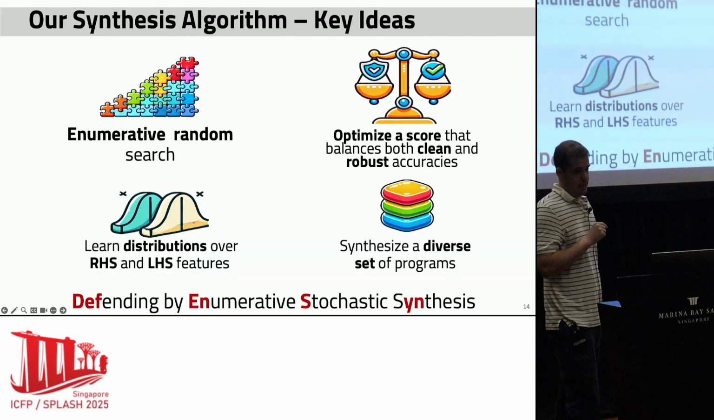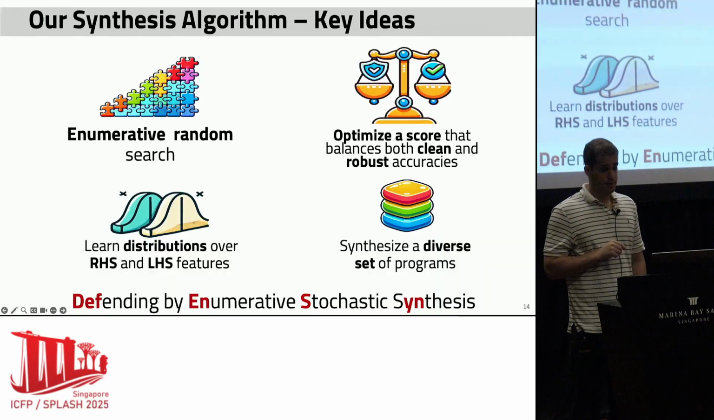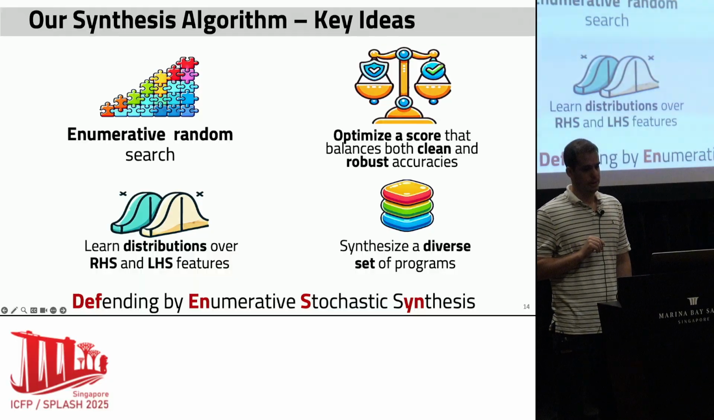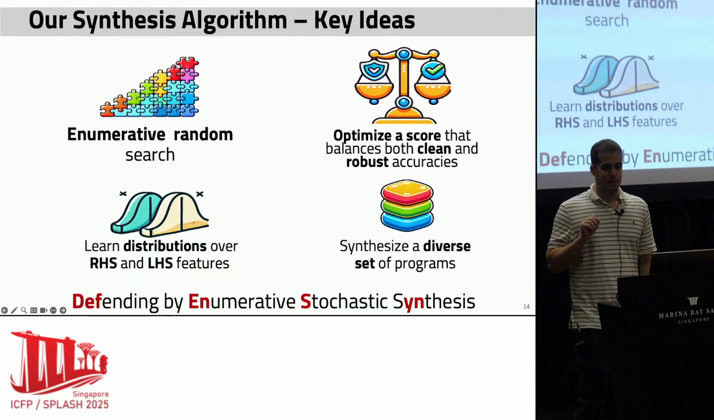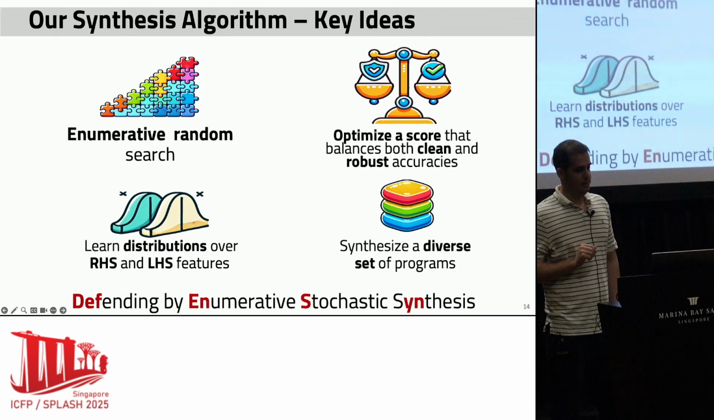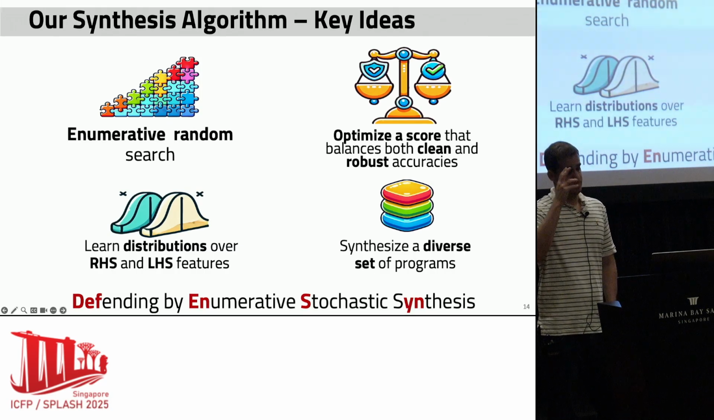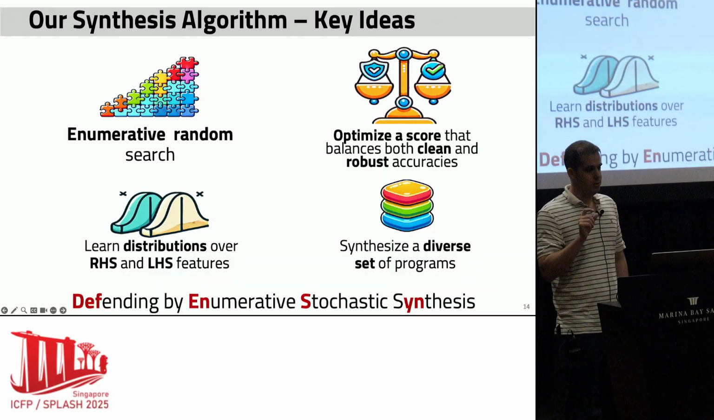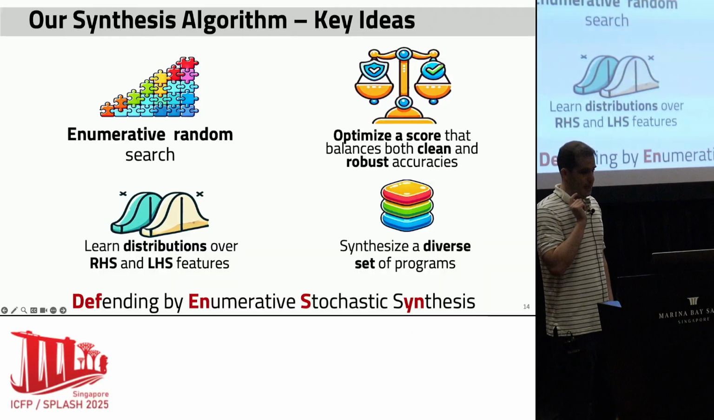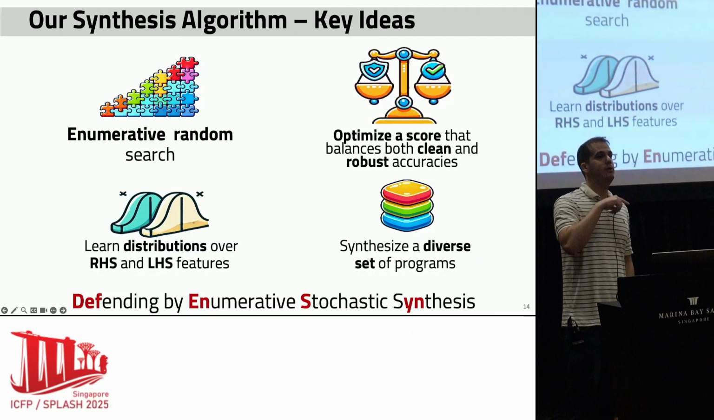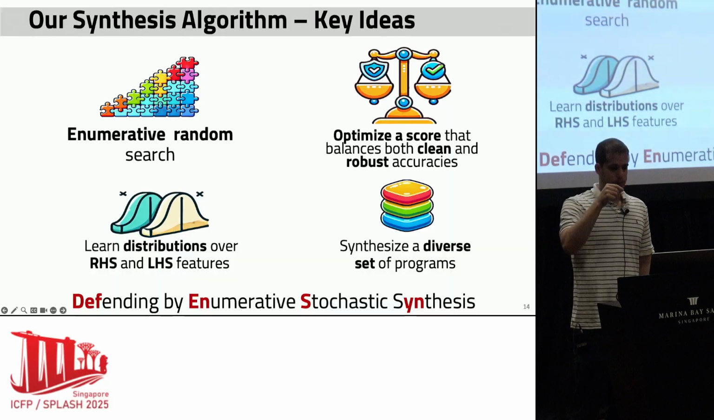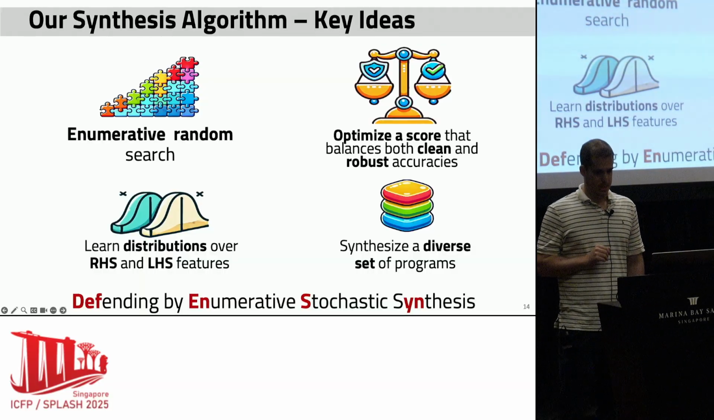So with these challenges in mind, we developed our synthesis algorithm, which we named DefEnSyn, defending by enumerative stochastic synthesis. I would like to highlight some key aspects of our algorithm. Our synthesizer uses an adapted form of enumerative synthesis to explore the large space of repair programs, focusing on short and effective programs. Basically, it explores programs of increasing length, starting from programs with one instruction, then two instructions, etc., until some predefined bound.